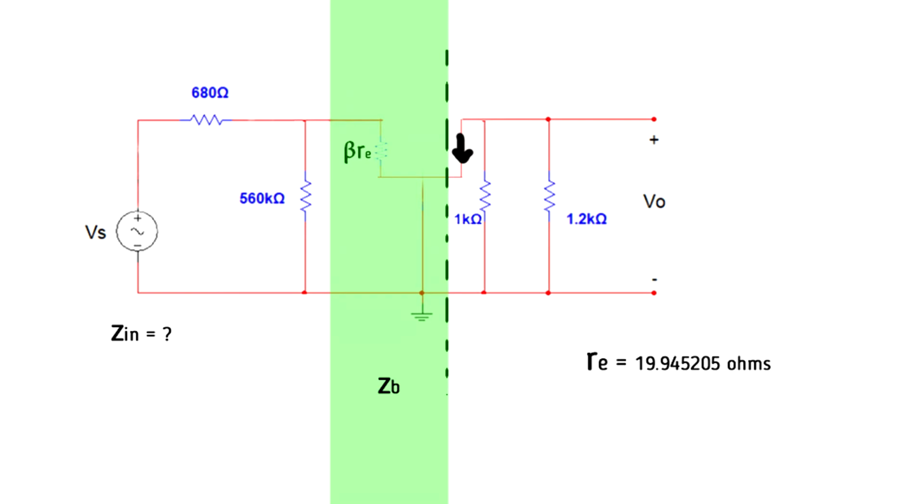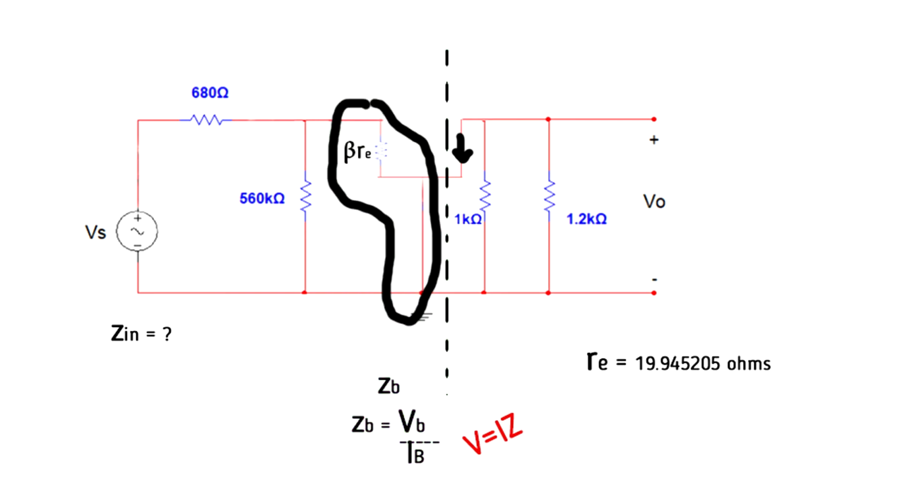Let's call it ZB. We use Ohm's law, V equals IZ, in order to solve ZB. ZB is equal to VB over IB. We already solved IB earlier. Now we have to figure out what is VB, or the base voltage. VB is the sum of all the voltage drops in this area. In this case, we only have one voltage drop because there is only one resistor, and that is the beta RE resistor.